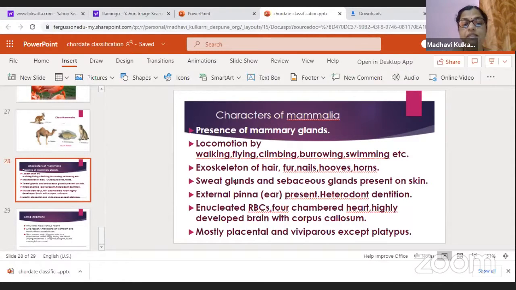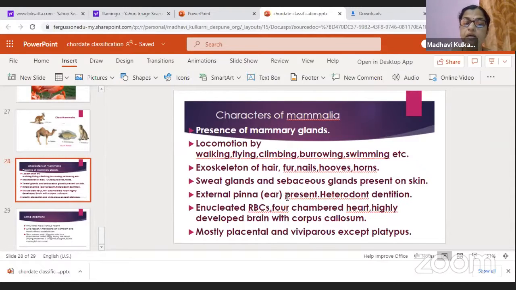The sweat glands secrete sweat. The function of sweat is to maintain the body temperature, and along with it, they also give out some waste products. Sebaceous glands secrete sebum, which is a waxy or oily substance that forms a protective covering on our skin.